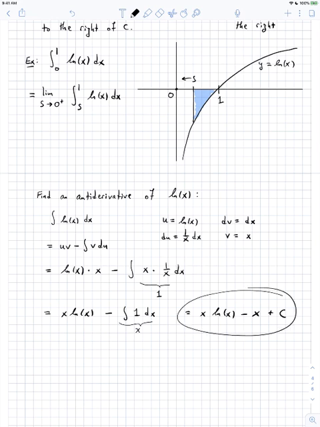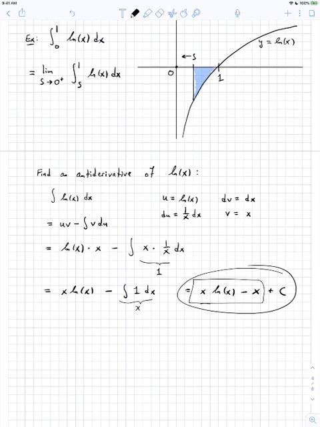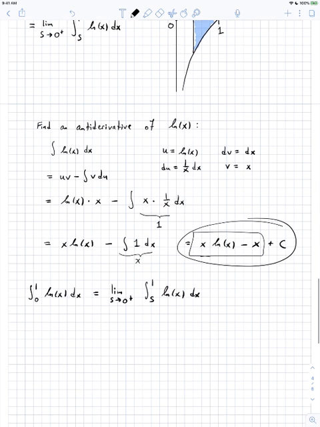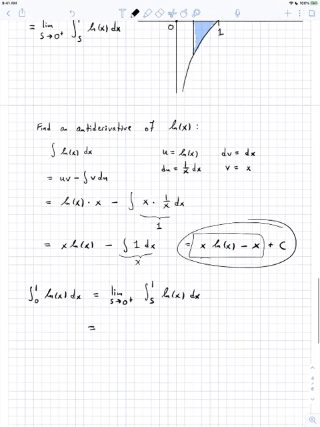That's our general antiderivative. We only need an antiderivative. So we'll pick x ln of x minus x. So we're going to just plug that into this thing right here. Let's rewrite it. The integral from 0 to 1 of ln of x dx is equal to the limit as s goes to 0 from the positive side of the integral from s to 1 of ln of x dx. But now we have an antiderivative. Remember, ln of x is continuous between s and 1, so we can use the fundamental theorem of calculus.